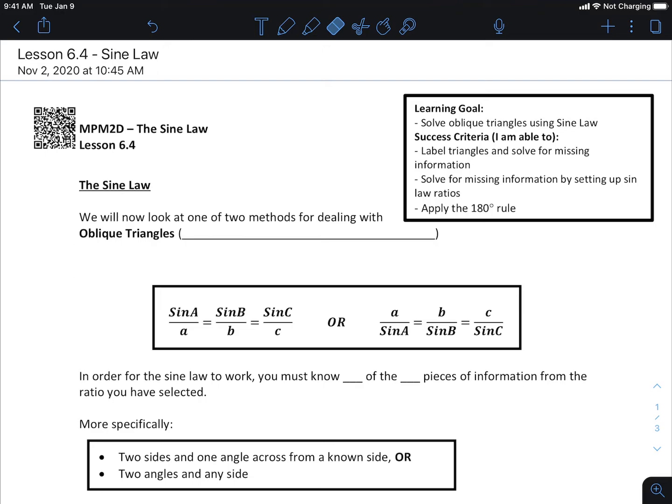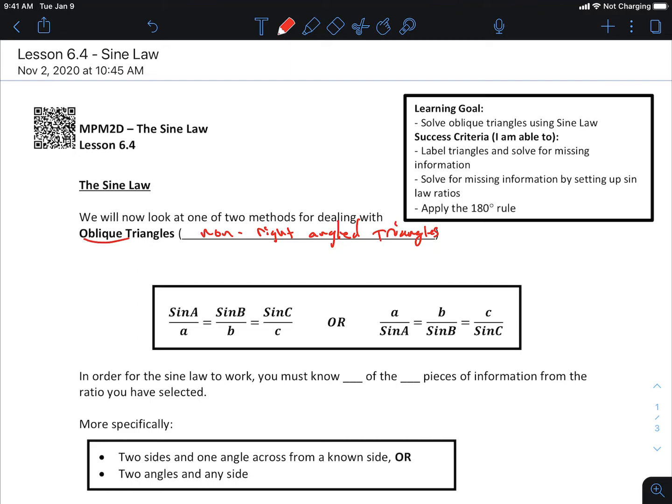oblique triangles, what does that mean? Oblique's kind of a funny word, right? Just not a right angle. Okay. Here's your sine law right here in the box.